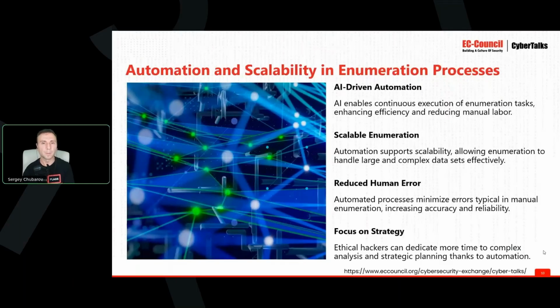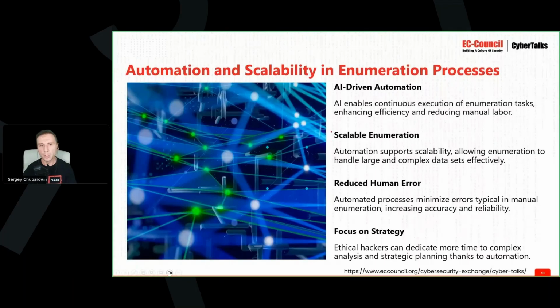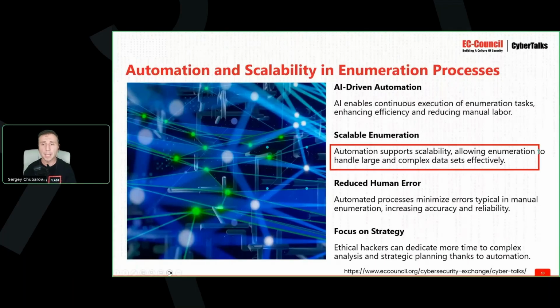Like, for example, even if I know how to read Python code, I will not really read multiple pages of Python code quickly, but AI can do it in just seconds. So also scalable enumeration. Automation supports scalability, allowing enumeration to handle large and complex data sets effectively. We talked about that before.